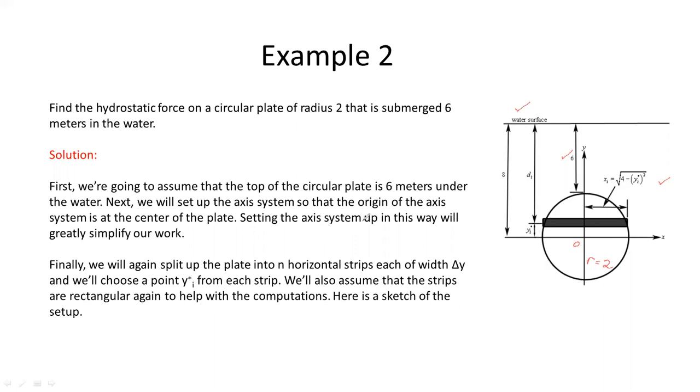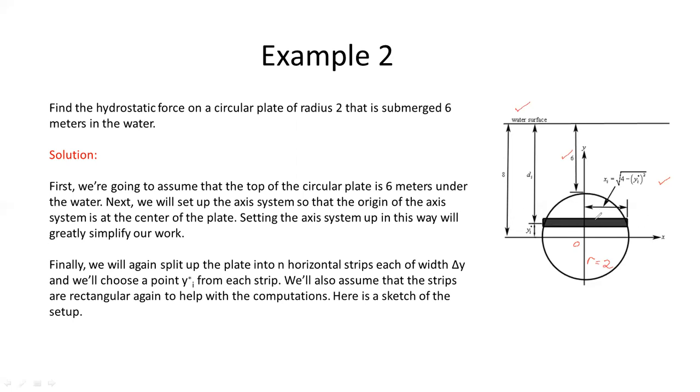Setting up the axis system in this way will greatly simplify our work. So take note of this suggestion. Whenever you encounter submersion of anything underwater, it's important that at the center of that thing, that's where your origin of the x and y axis should be, if it's completely submerged in water. It's suggested here because it makes things a lot easier to process or represent. And finally, we will split the plate into horizontal strips, just like the triangular plate that we just finished a while ago.